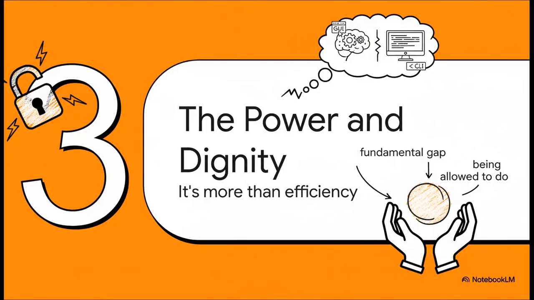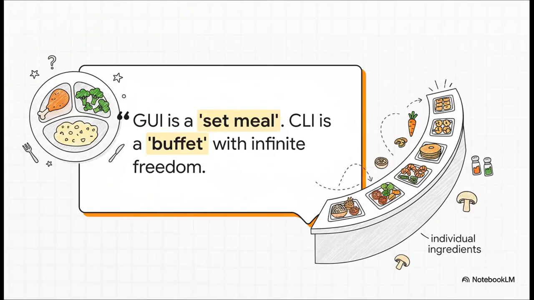But this whole difference goes so much deeper than just efficiency. It's really about power, it's about freedom, and this fundamental gap between what you can do and what you're allowed to do. I love this analogy. A GUI is like a set meal at a restaurant. You get what's on the menu, and that is it. The CLI, though, that's like an all-you-can-eat buffet.